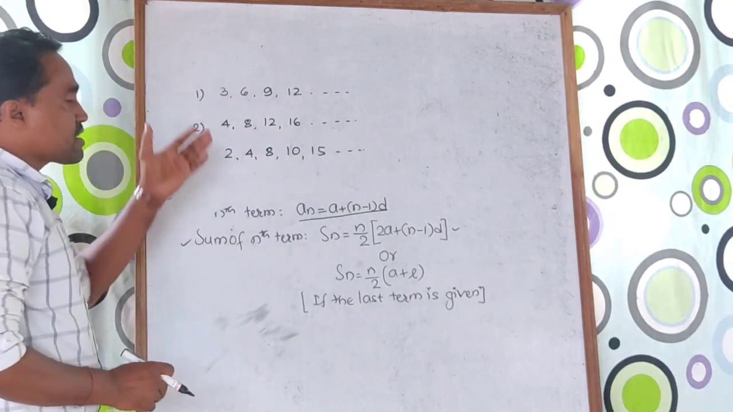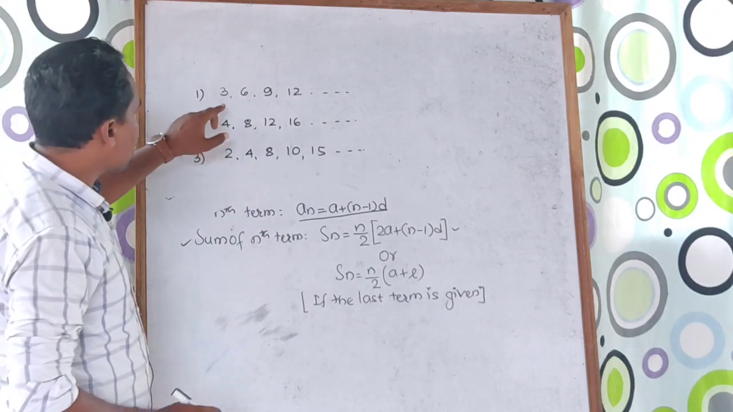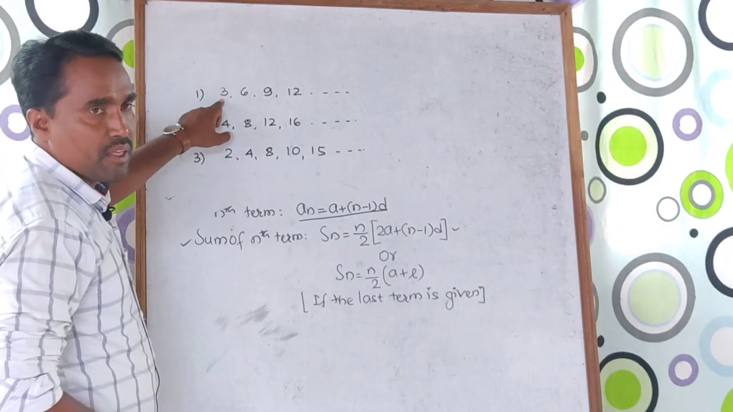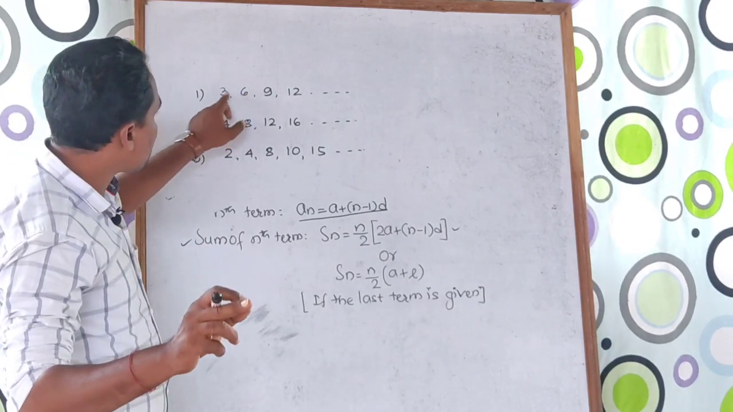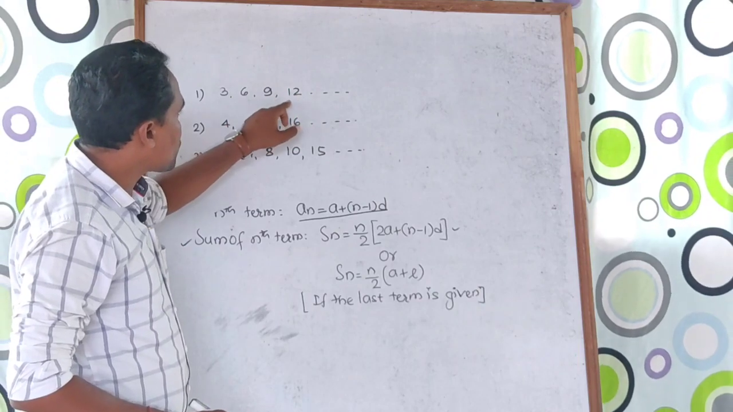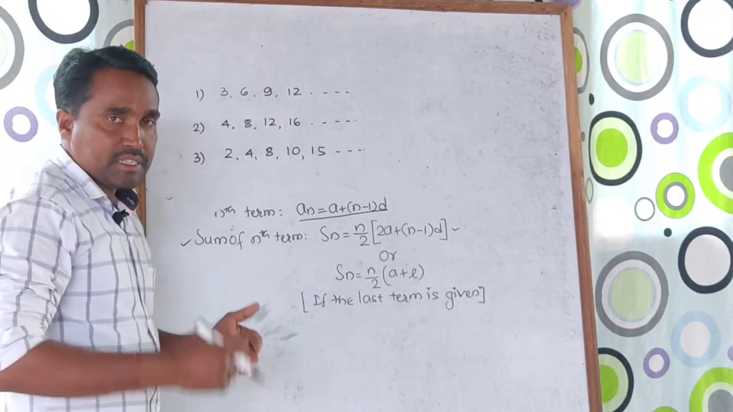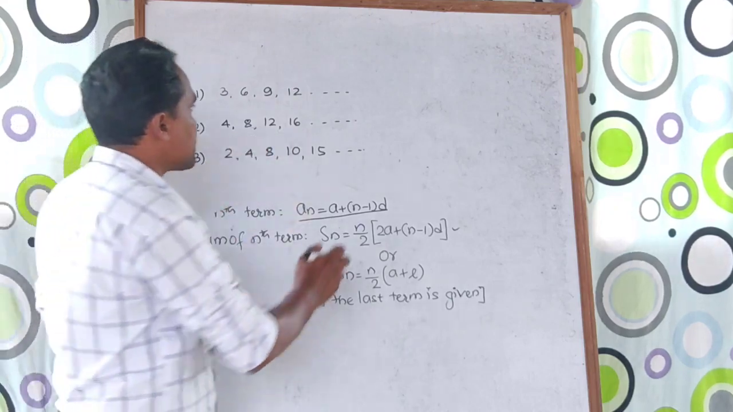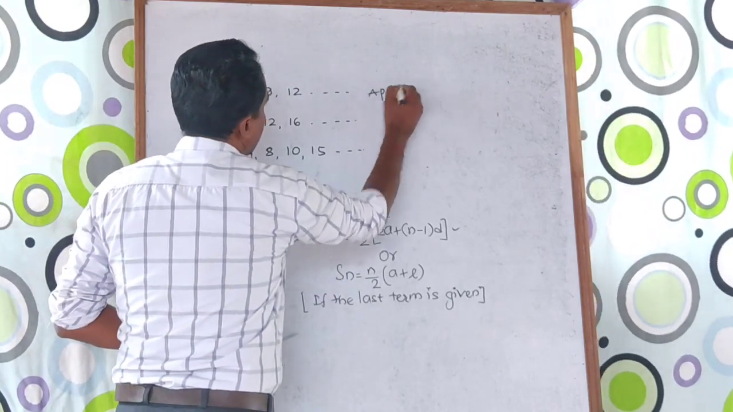We have 3 lists of numbers here. In the first case, can you see here, A is the first term, that is 3. Common difference is also 3. 6 minus 3 equal to 3, or 9 minus 6 equal to 3, 12 minus 9 equal to 3. That means every time we are getting the common difference as 3. So that's why this is an AP, right?